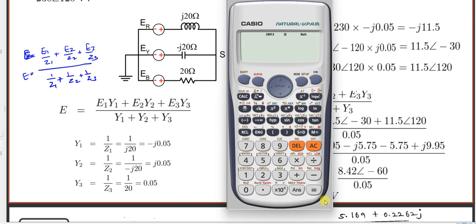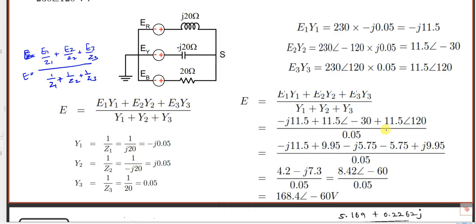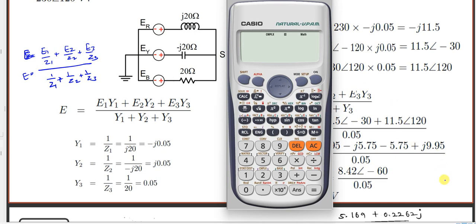So now I want to do 1 by 20j. You can do 20j inverse directly. This is 20j. If you take 20j inverse, you have to do it like this: 1 divided by 20j. 1 divided by this one is minus 0.05j.